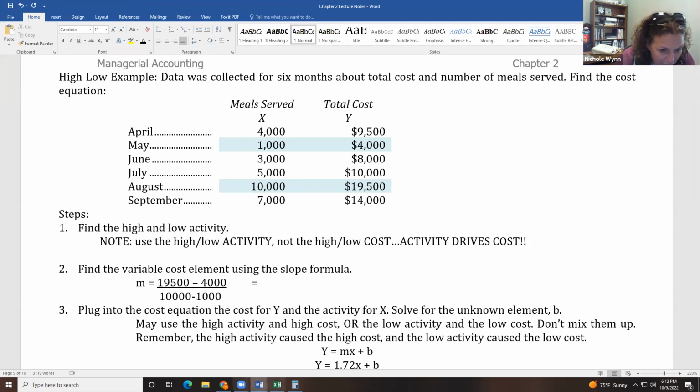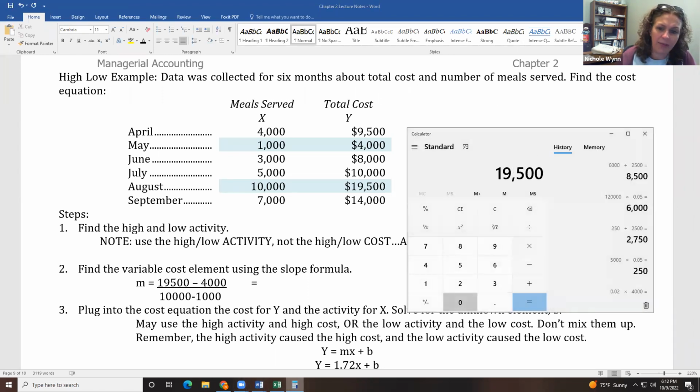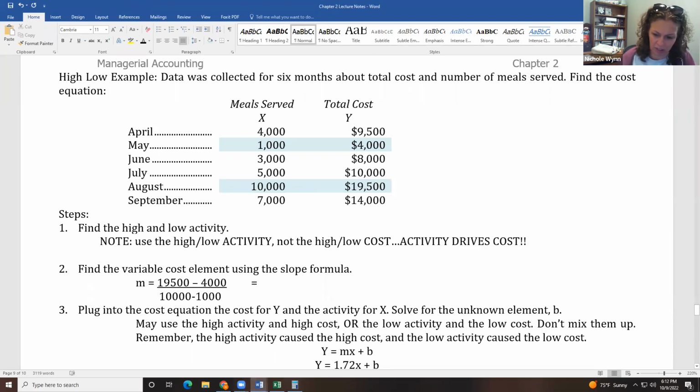And then let's see what our answer is. 19,500 minus 4,000 is 15,500 divided by 9. So 1.72. Oh, I wish it was a pretty number, but it goes 1.7222222. Okay. So that is your variable cost per unit. It's your M. Okay. So we found our M.